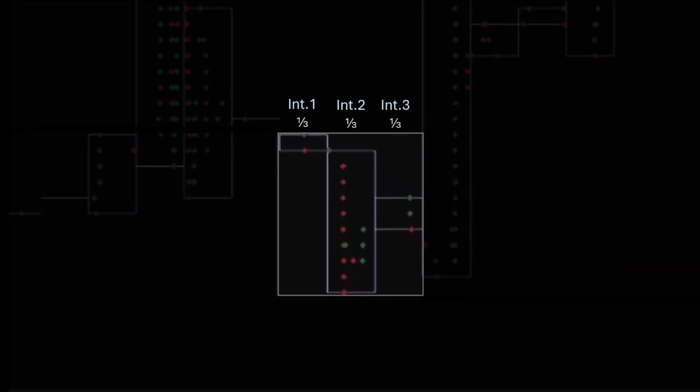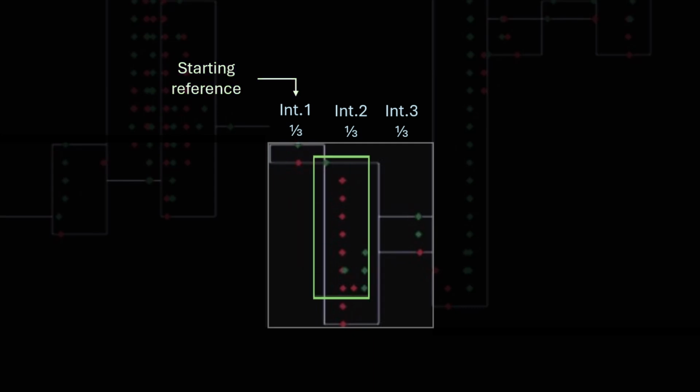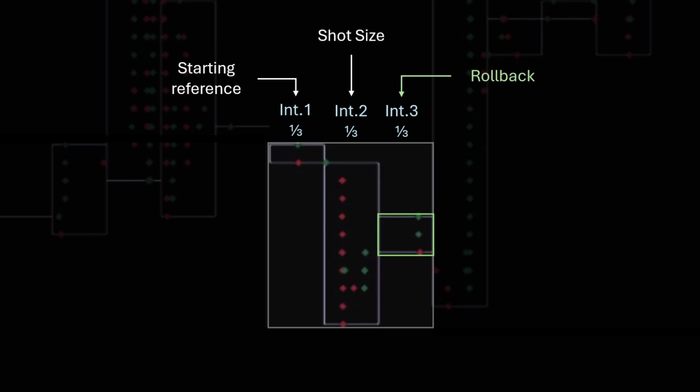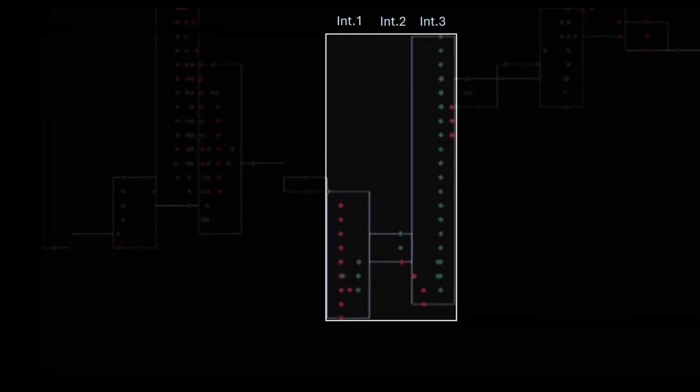Each interval has a very specific function. Interval 1 is always the starting reference point used for determining shot direction. Interval 2, and only interval 2, is always used for shot size measurement. Interval 3 is always used for rollback measurement. The algorithm will not issue an order trigger until all 3 intervals have been closed and analyzed, each according to their function. Then the sliding window moves 1 interval over and the analysis starts again.